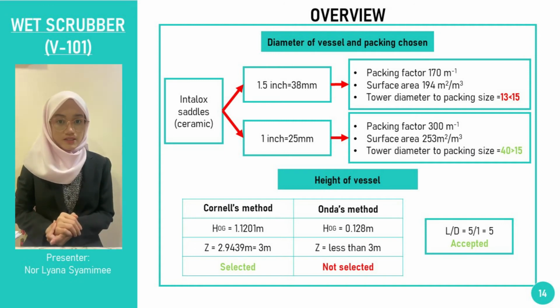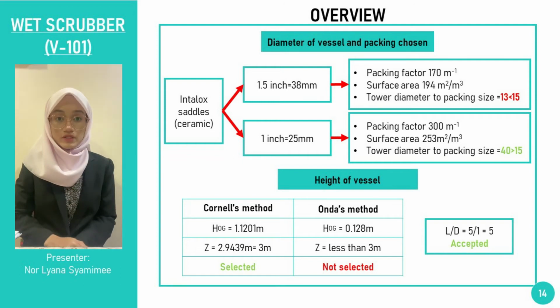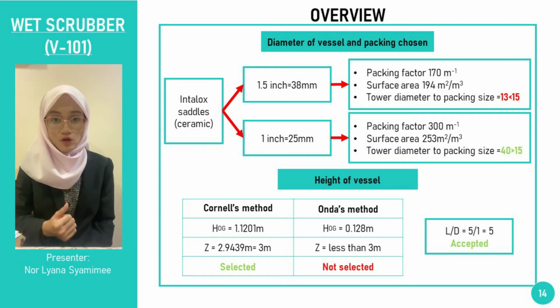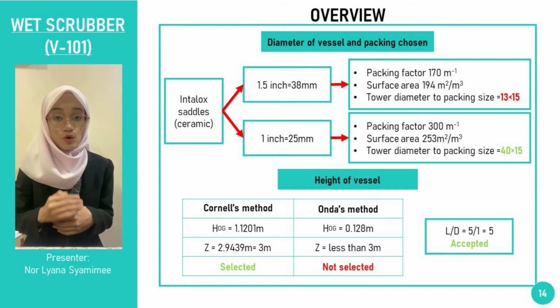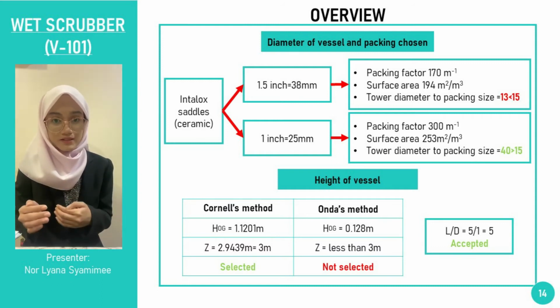Next, I determine the height of the packed wet scrubber using Cornell's method and Onda's method. By comparing these two values of gas phase overall transfer unit, or HOG, Cornell's method gives a larger value than Onda's method. Therefore, Cornell's method will be chosen. After some calculation, I get the overall height for the packed wet scrubber is 5 meters, as you can see in the figure there.